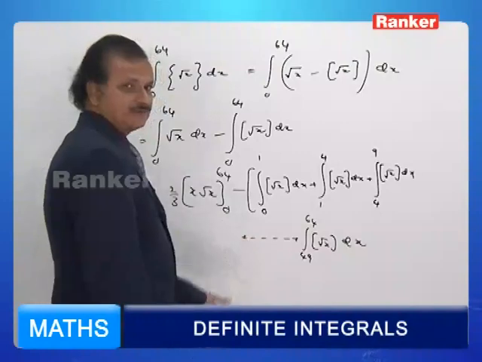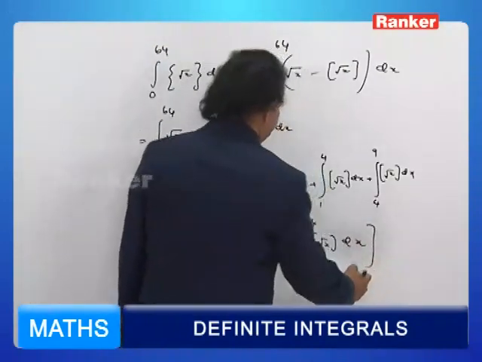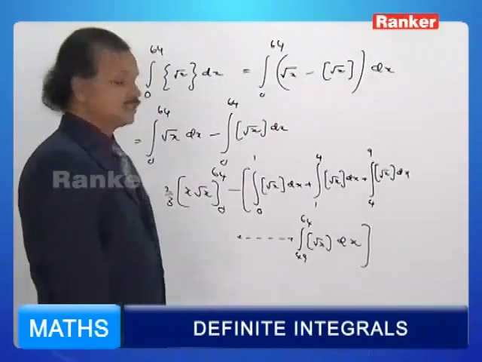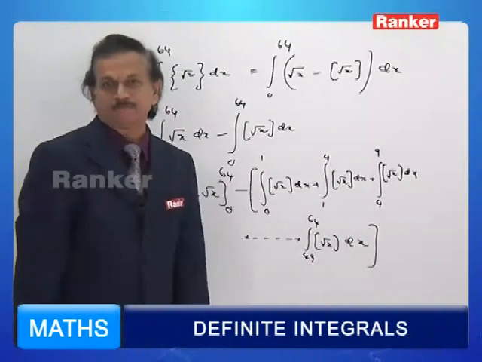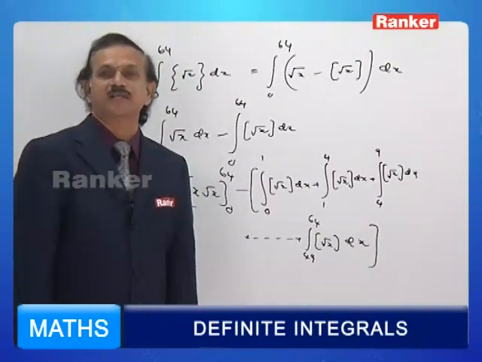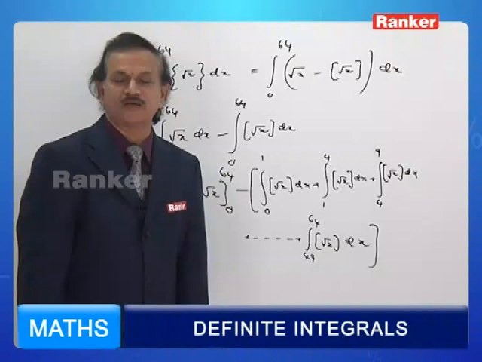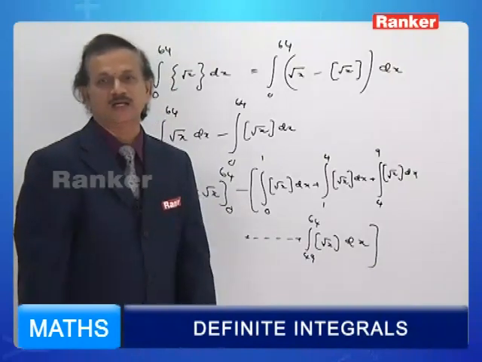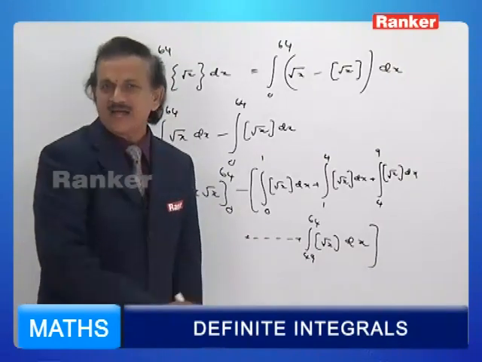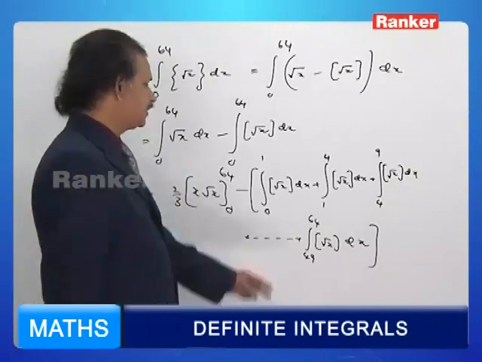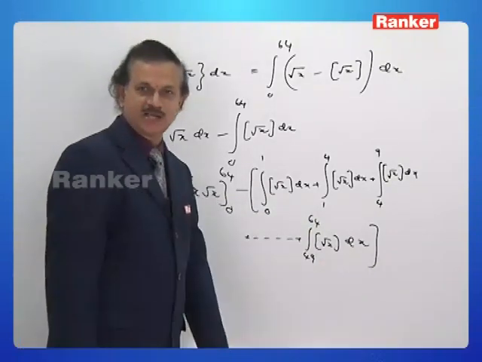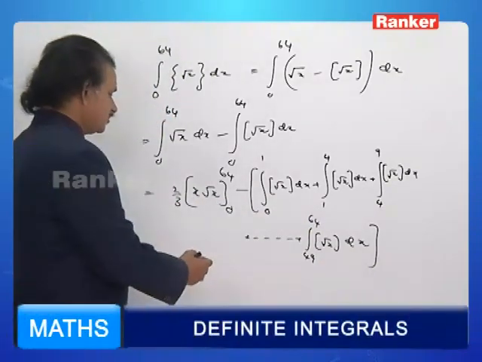Like that we may have to split it, because the function which lies inside the brackets is root x. So it changes at regular intervals, that is 1 square, 2 square, 3 square, 4 square, etc. up to 8 square. That is why we could have split that integral as the sum of these integrals. Well done. Let us see.